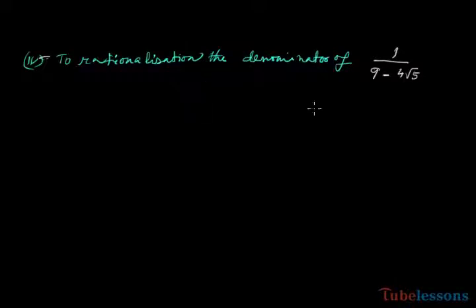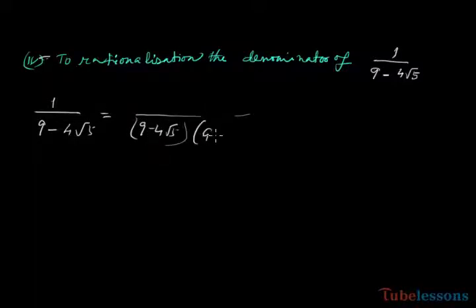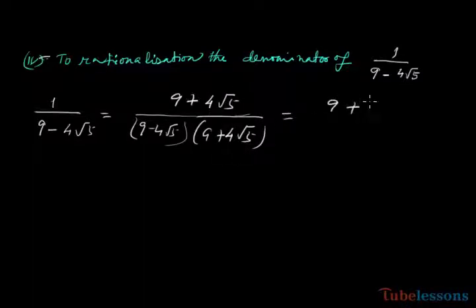Last example, we have to rationalize 1 by 9 minus 4 root 5. I think it's clear, what is the conjugate of 9 minus 4 root 5? The conjugate of 9 minus 4 root 5 is 9 plus 4 root 5.